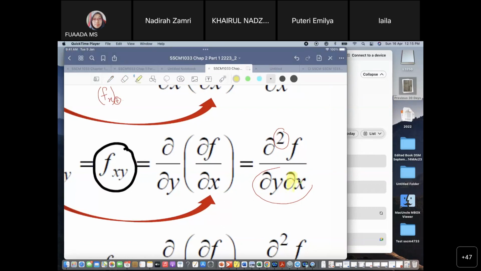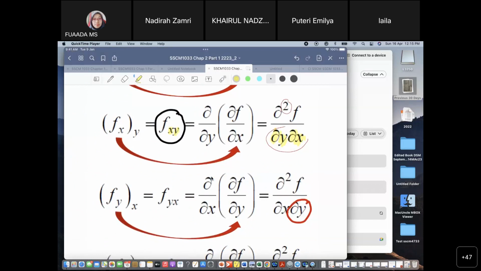This is the first. You differentiate with respect to x first, followed by y. Okay? So hopefully you don't mix up the notation used here. So you have to bear in mind, you have to remember.